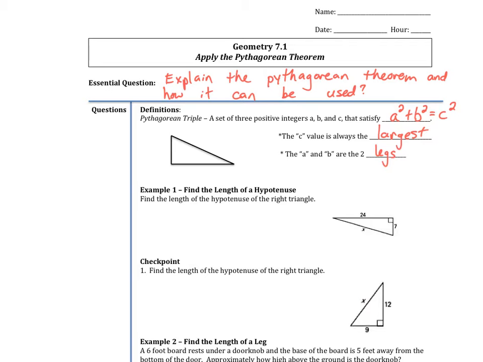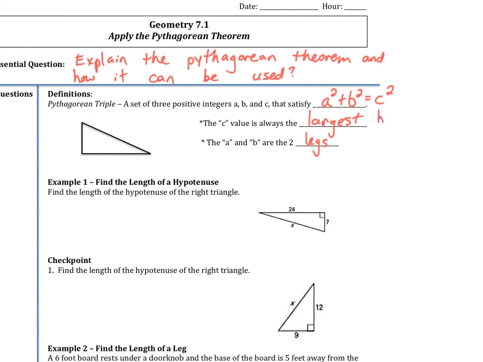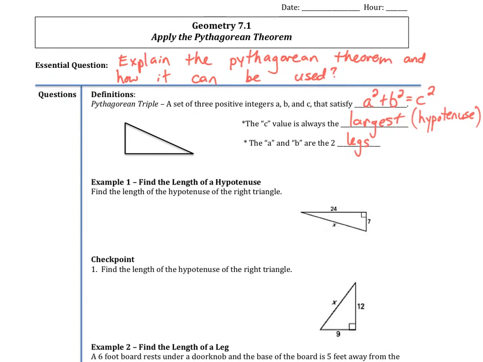The c value is the largest value. This is also called the hypotenuse in a right triangle. And a and b are the two legs, the two smaller sides. So in this triangle, we would have a, b, and c, where c is the largest side.